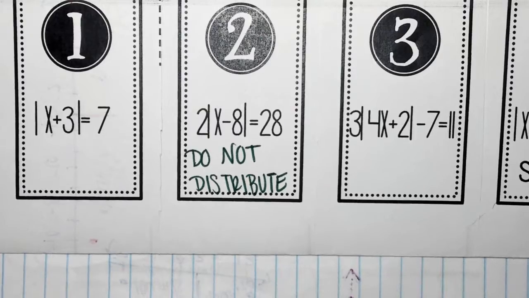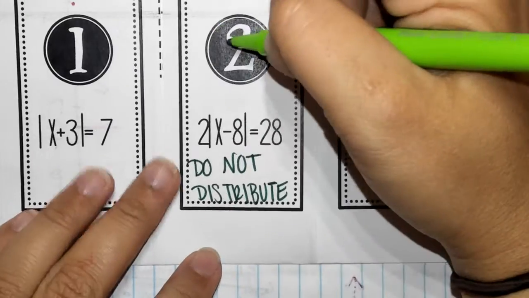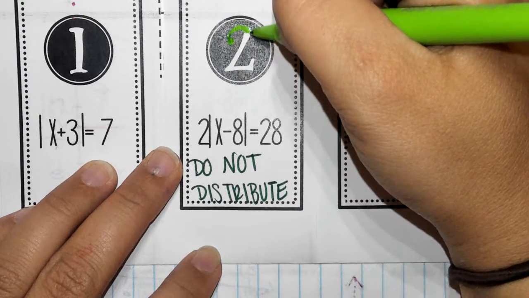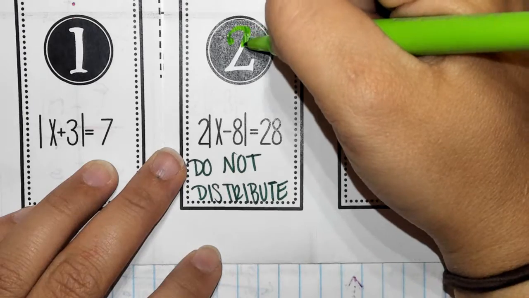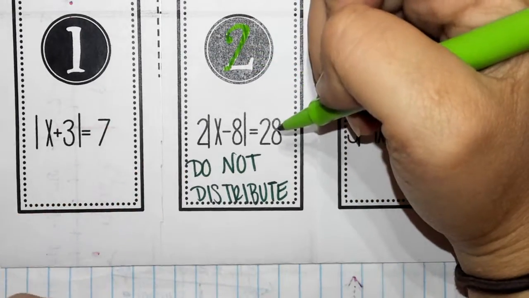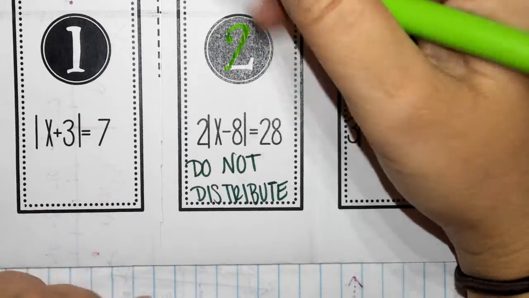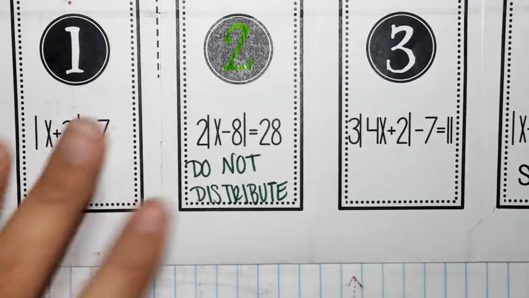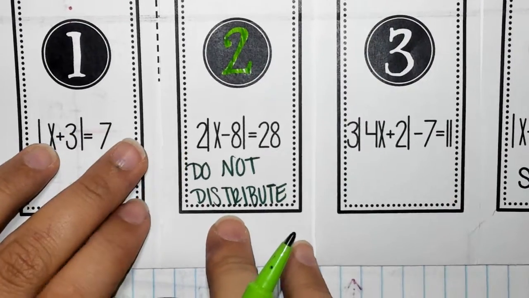Do not distribute. So if we can't distribute, how do you think that we should get rid of that 2 on the outside? Dividing. Take a point for your team. Because it's 2 times absolute value. And what's the opposite of multiplication?